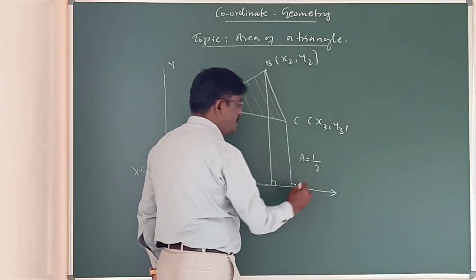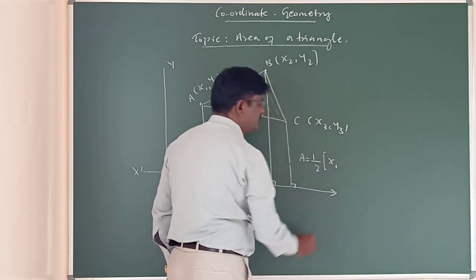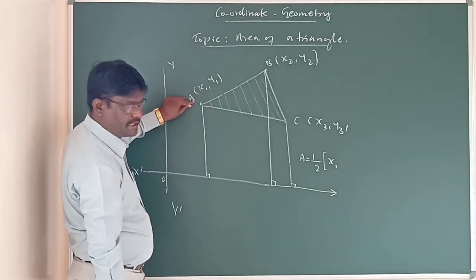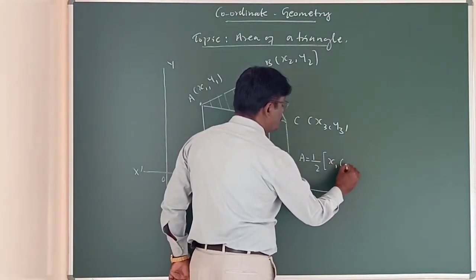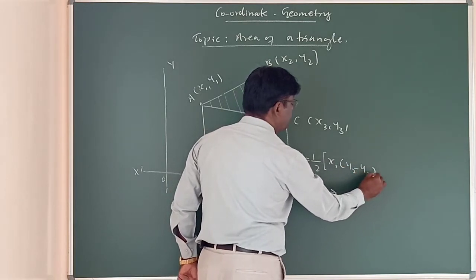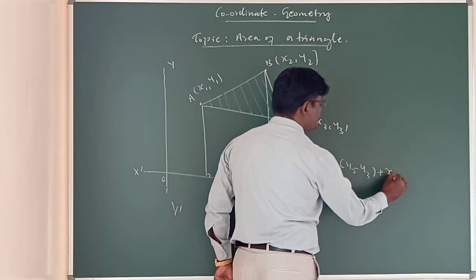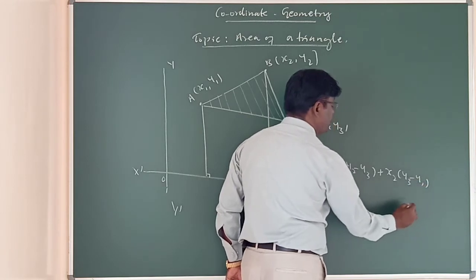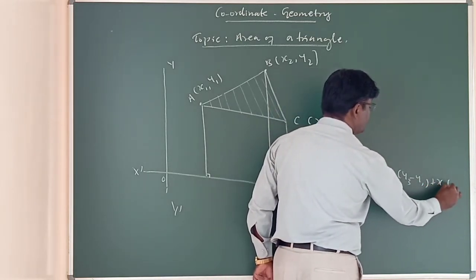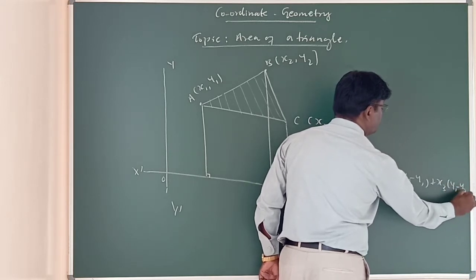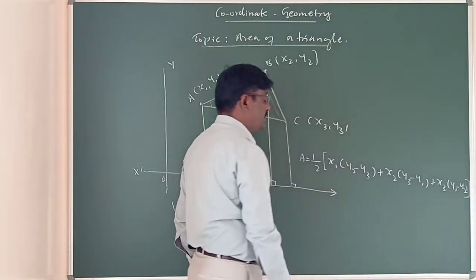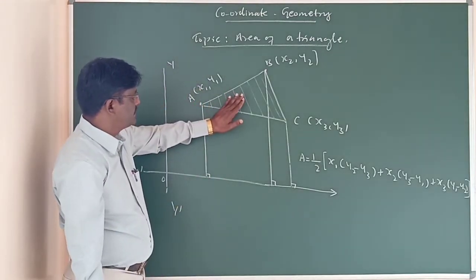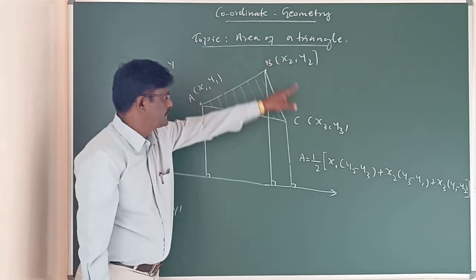Area of the triangle A equals half of x1, the x coordinate of the vertex A, into y2 minus y3, plus x2 into y3 minus y1, plus x3 into y1 minus y2. This is the formula. By using this formula, we can calculate the area of the given triangle when the coordinates are given.